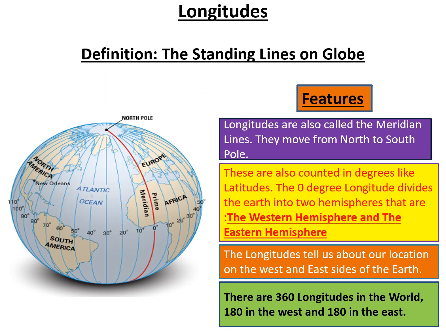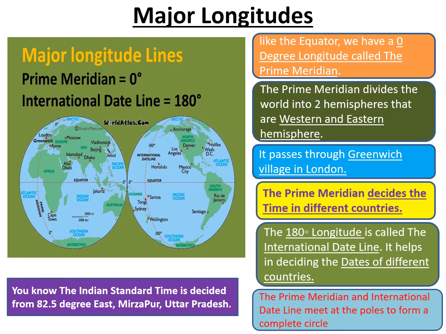Let's read its features. Longitudes are also called the meridian lines. They move from north to south pole. These are also counted in degrees like the latitudes. The 0 degree longitude divides the earth into 2 hemispheres, that are the western hemisphere and the eastern hemisphere. The longitudes tell us about our location on the west and east side of the earth. There are 360 longitudes in the world, 180 in the west and 180 in the east. Now we'll learn about some major longitudes.